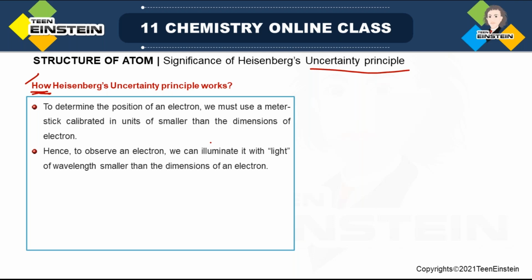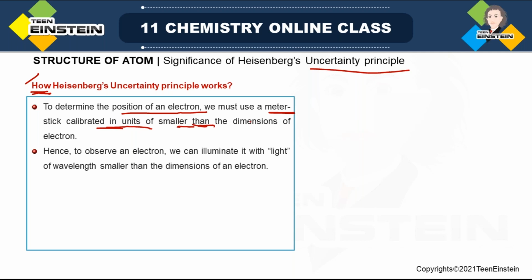Now you are applying the same principle for an electron, that is, you are trying to determine the position of the electron. As its size is very small, it is a microscopic particle, so obviously the meter stick for measurement of the position of the electron must be calibrated in such a way that it is suitable for the dimension of the electron. That means the smallest calibration unit must be smaller than the dimension of the electron, then only you can measure this.